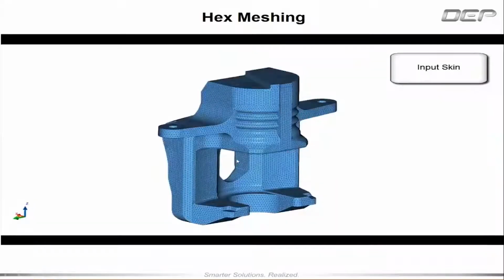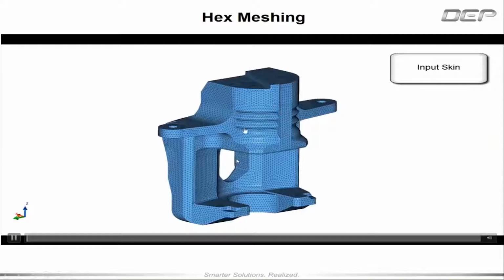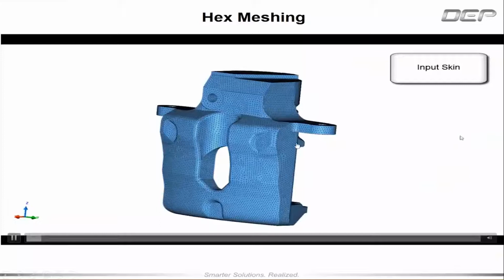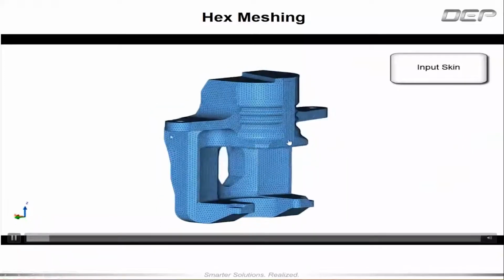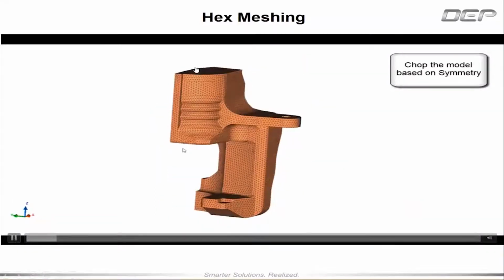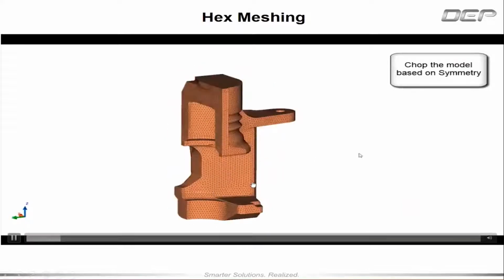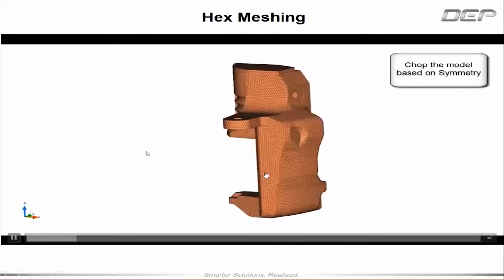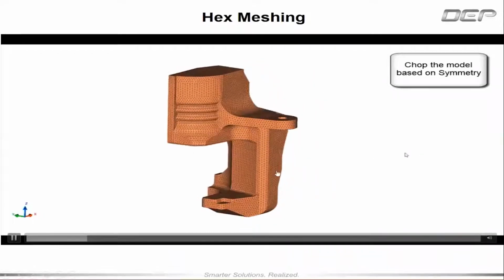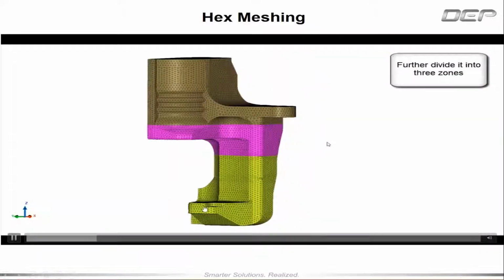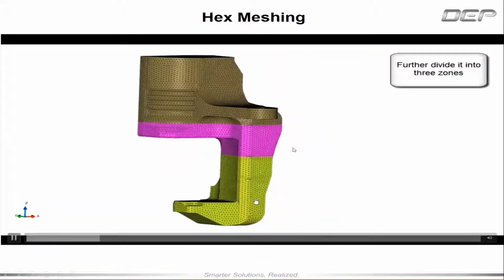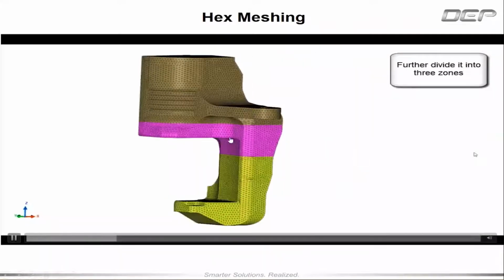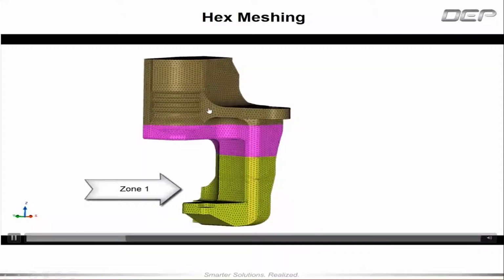So here we see a model that is nothing but a brake caliper. It is a very complicated structure, and this is nothing but an outer skin of a caliper model. Now, as it is symmetric, we will have a cut section of it. And still, if you think the model is a little complicated, we can create different zones. So here we have treated the first zone as the green color, the second zone as the pink color, and then the third zone as the brown color, as we see on the screen.